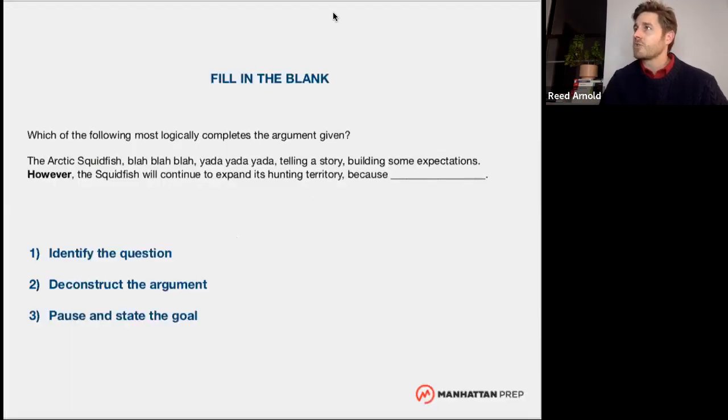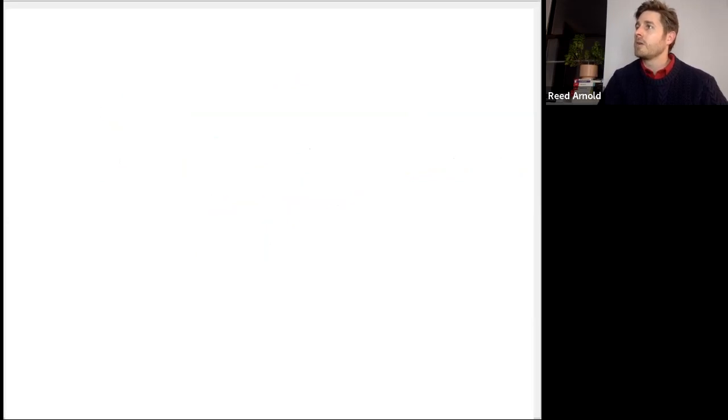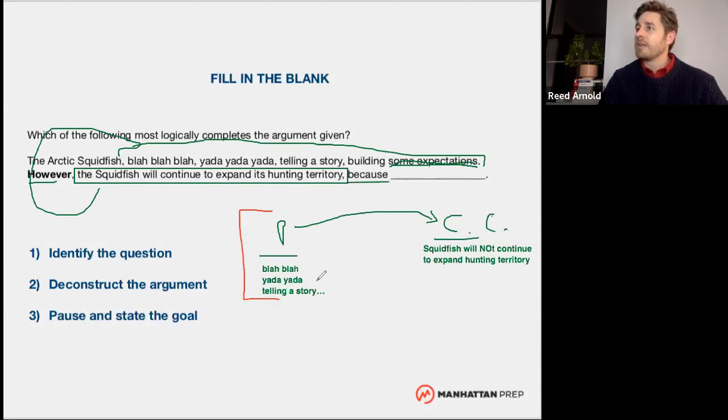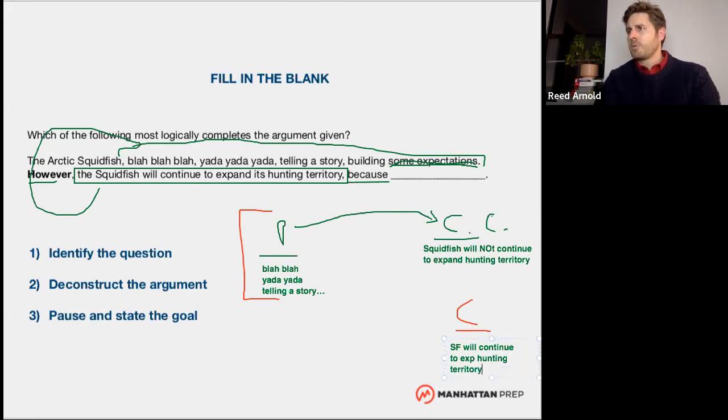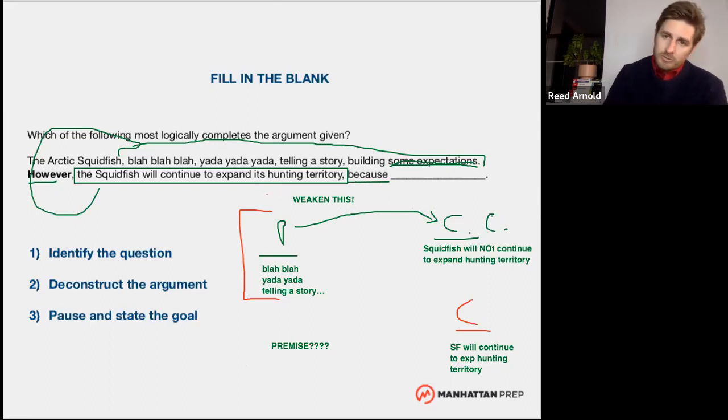Well, if this is the structure, let me go back to the, if this is the counterpoint argument, my author's argument is really just that the squidfish will continue to expand hunting territory. But there's no premise. Usually to strengthen an argument, we look at the premise, conclusion, and the gap between. In a structure like this, there's no premise for the author's argument. So how do we strengthen it? Well, to strengthen it, we weaken the counter argument. We're going to weaken the argument that the squidfish will not continue to expand its hunting territory. Why does someone think it will? Because of all those premises that are unstated.